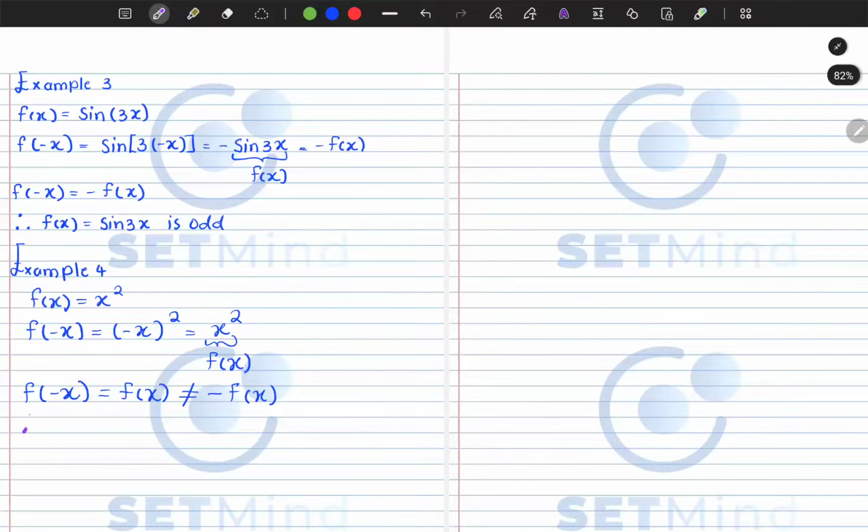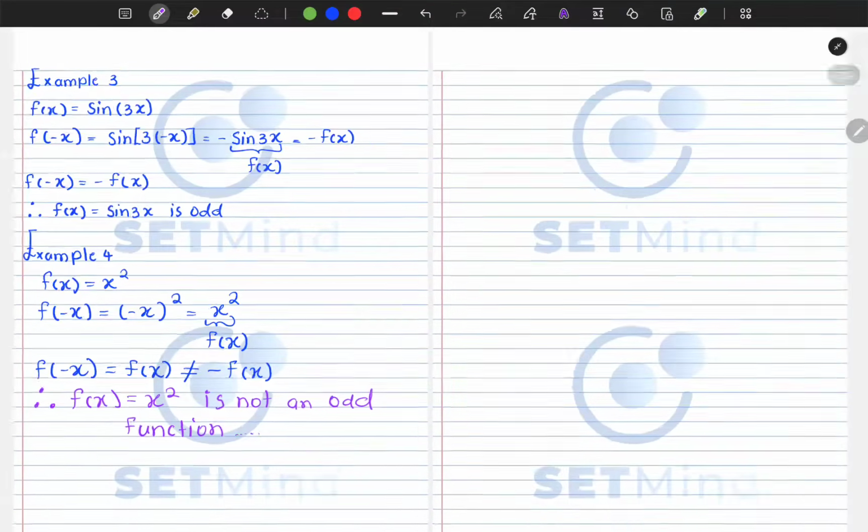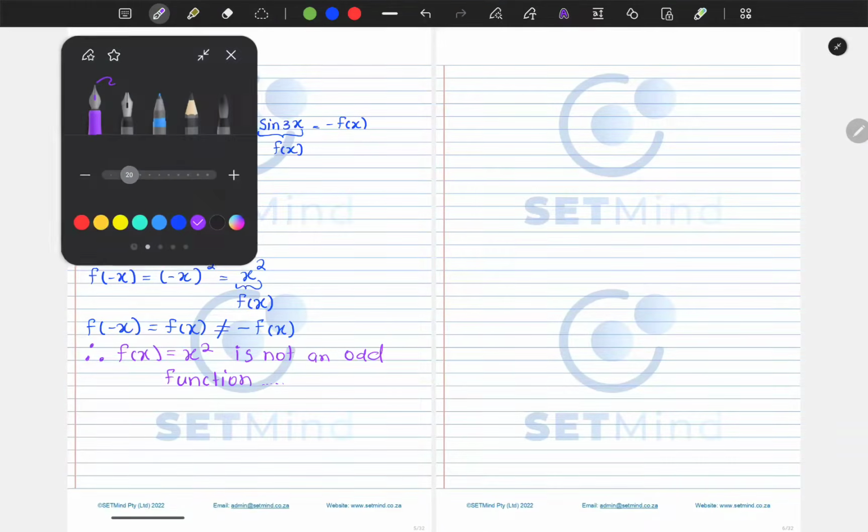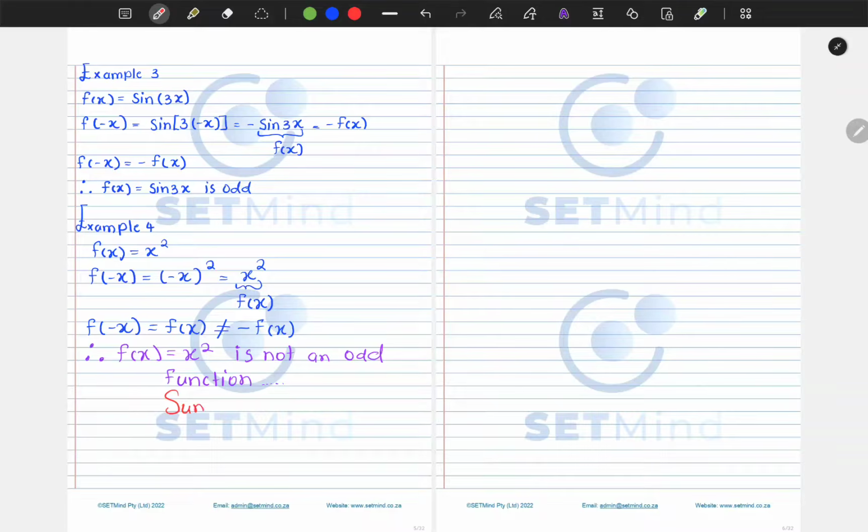So this means we can conclude that our f of x equals x squared is not an odd function because it doesn't meet the conditions we require for odd functions. Okay, so that is about what you need to understand with odd functions. So in summary, as mentioned, for odd functions, what we require is this condition to be met. We just need to make sure that our f of minus x is the same as negative f of x.